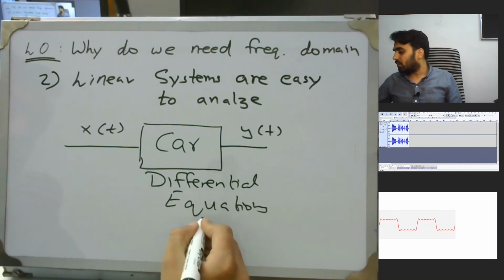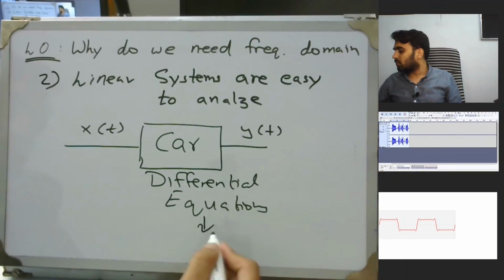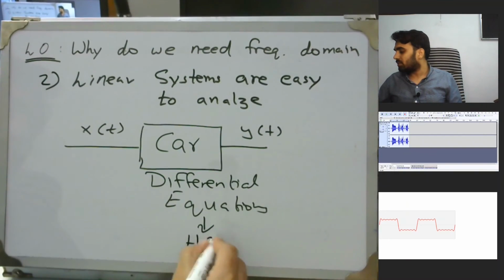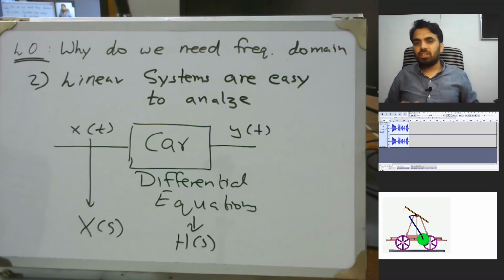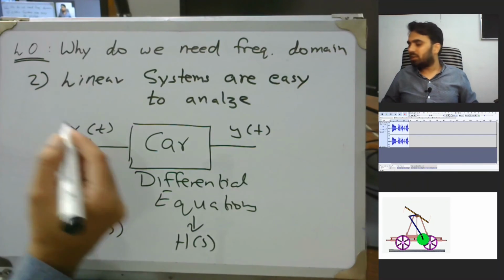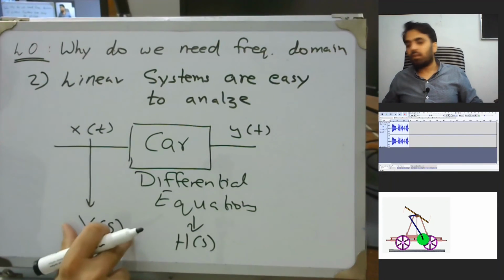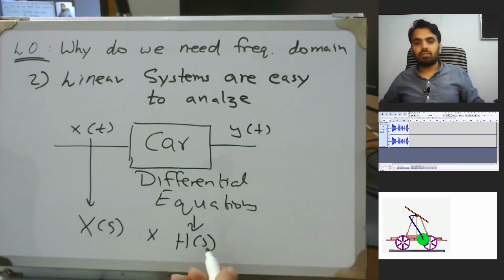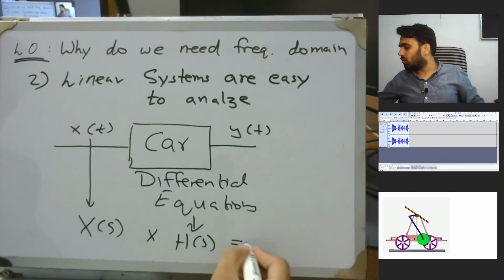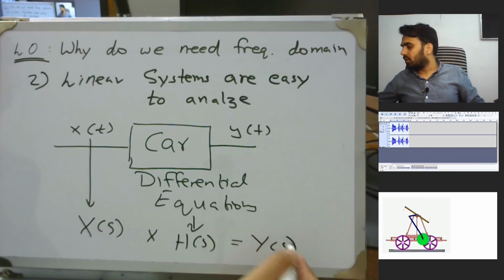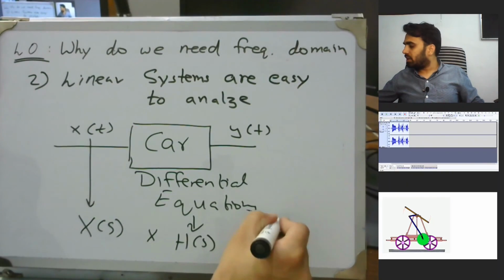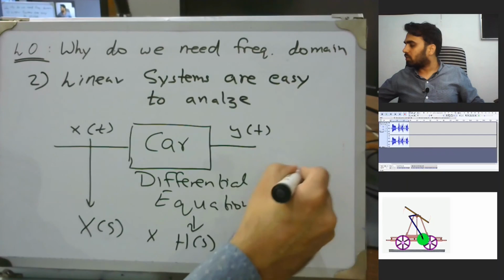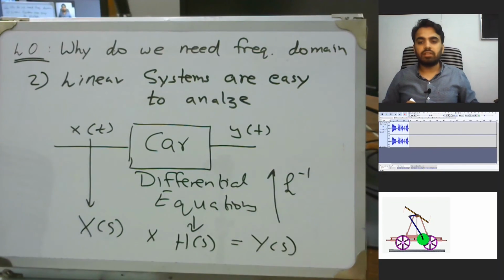That is, you can find the transfer function h of s. If we take the Laplace transform of the input x of t, we would have x of s, and then if we multiply it with h of s, we would have an output y of s. By taking the inverse Laplace transform, again we would have the signal in the time domain, y of t.